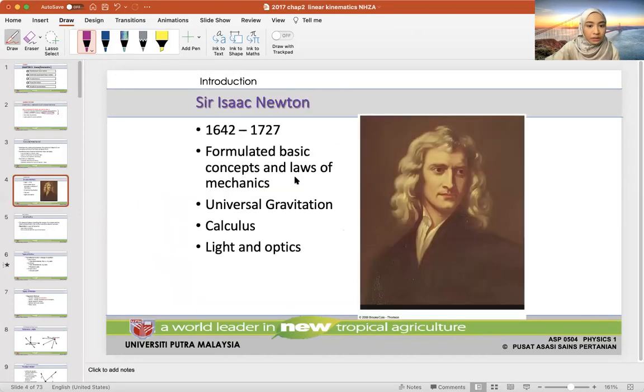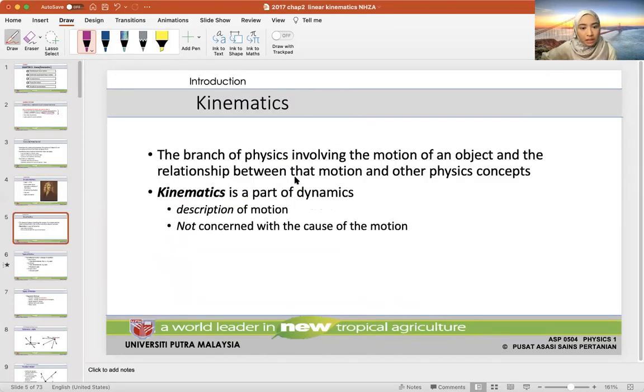Okay, so kinematics is the branch of physics involving the motion of an object. So kinematic ni describes a motion lah and the relationship between that motion and other physics concept. Kinematics is part of dynamics. So kinematic ni is the description of motion and it is not concerned about the cause of motion.